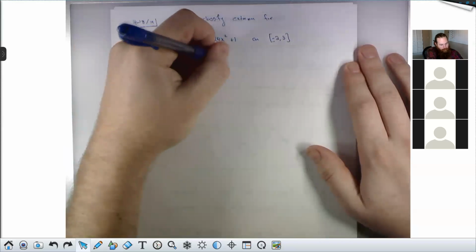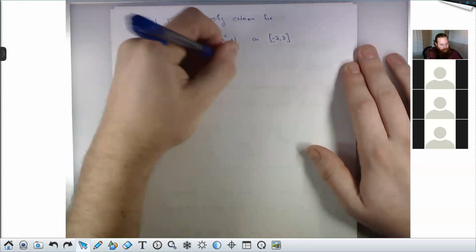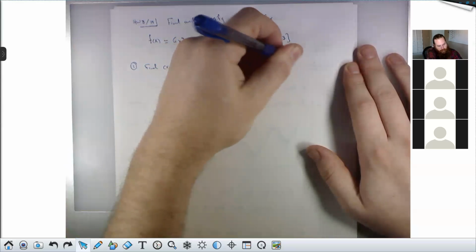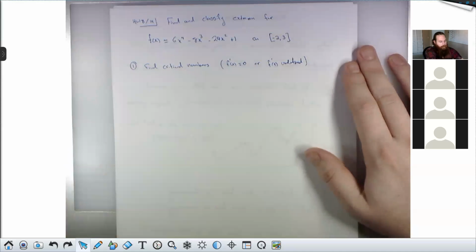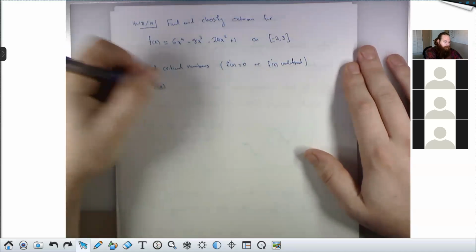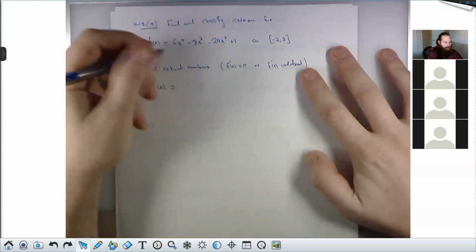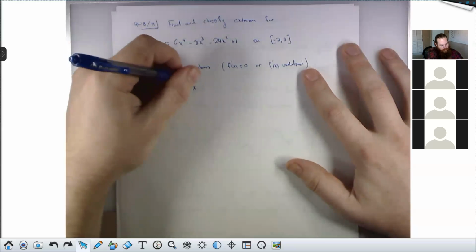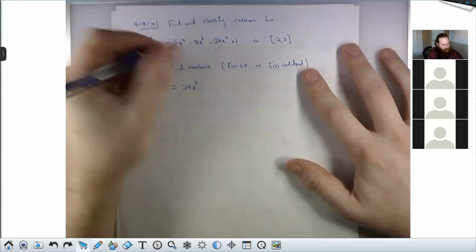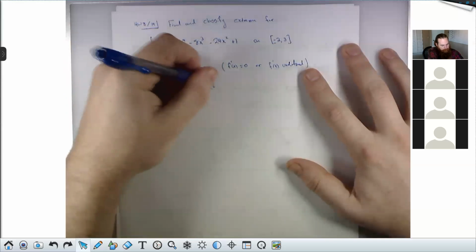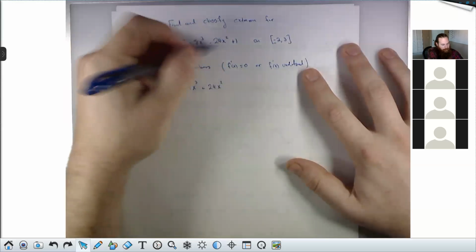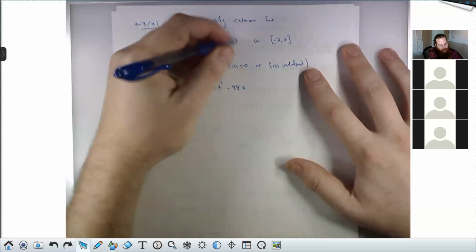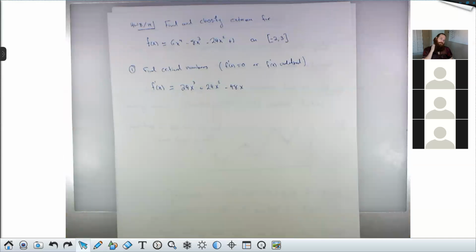All right, these are numbers where f prime of x is equal to 0 or f prime of x is undefined. So I need to take f prime. F is a polynomial, so f prime will be a polynomial, so there's no place where it's going to be undefined. If I differentiate this piece, I get 24x cubed. If I differentiate this piece, I get 24x squared. If I differentiate this piece, I get 48x. And if I differentiate the 1, I get 0. So this is f prime.